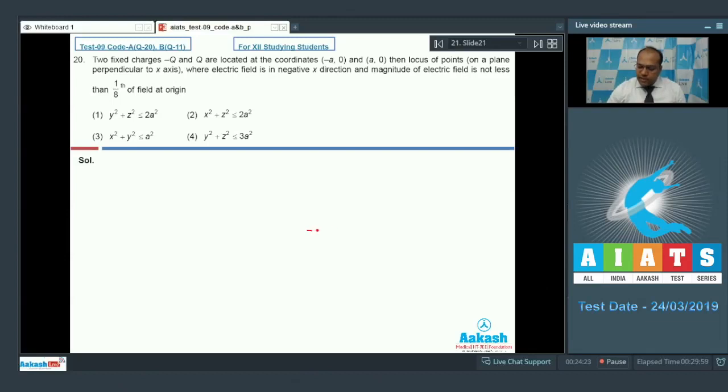Suppose this is my x-axis and this is my y-axis. So this point is the origin. Negative charge is placed at this position. So this is a, and positive charge is placed at this position. This is also a. Let there be any point P on the y-axis and this point is at a distance of d from the origin.